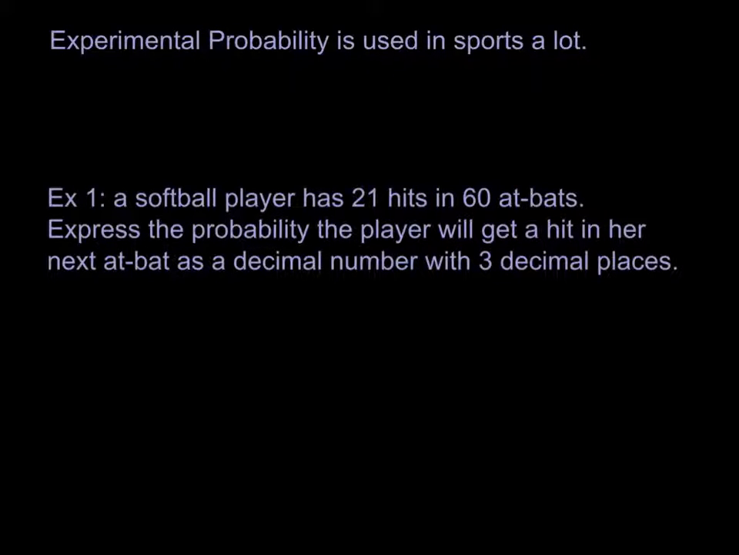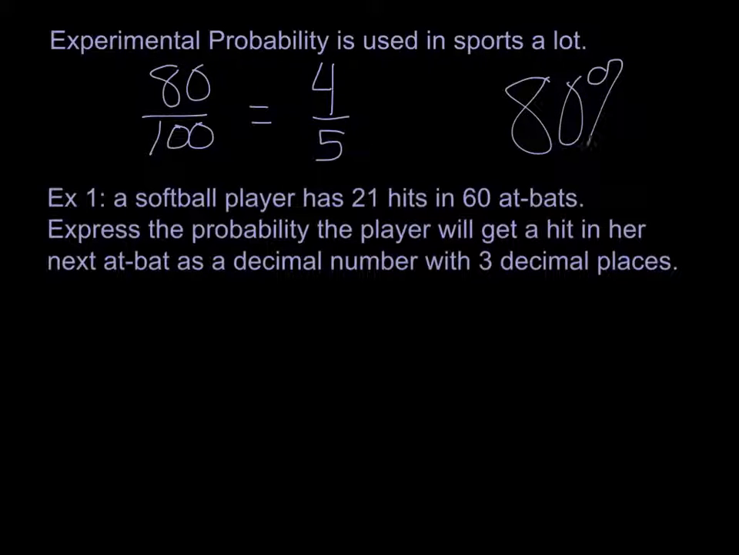Experimental probability is used a lot in sports. An announcer might say he's made 80 out of 100 free throws. Well, that's kind of a lot to take in, so they might reduce this fraction and say that he's actually made 4 out of 5 free throws. These are 2 equivalent fractions. Also, you might hear an announcer say that he's made 80% of his free throws. Well, if he's made 80 out of 100 free throws, that's 80%, because percent is out of 100.